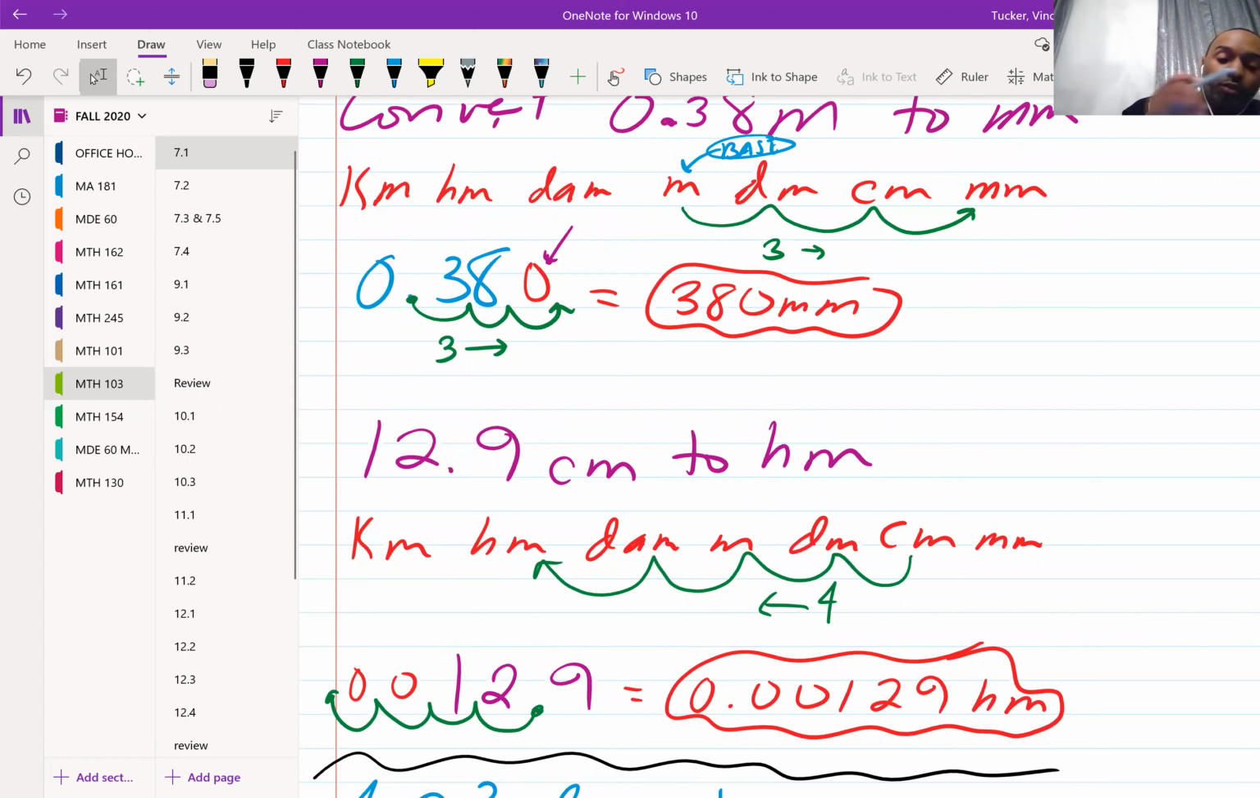So we start at the decimal, move 4 to the left, and we have 2 zeros that we have to use as placeholders, and that'll be 0.00129 hectometers. All right, questions? Make sure we're okay.